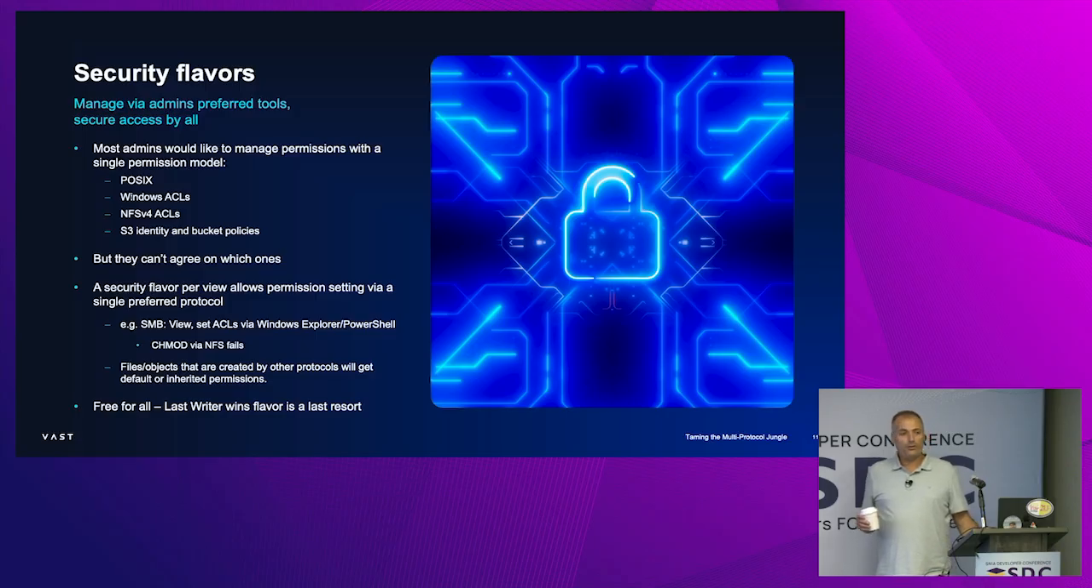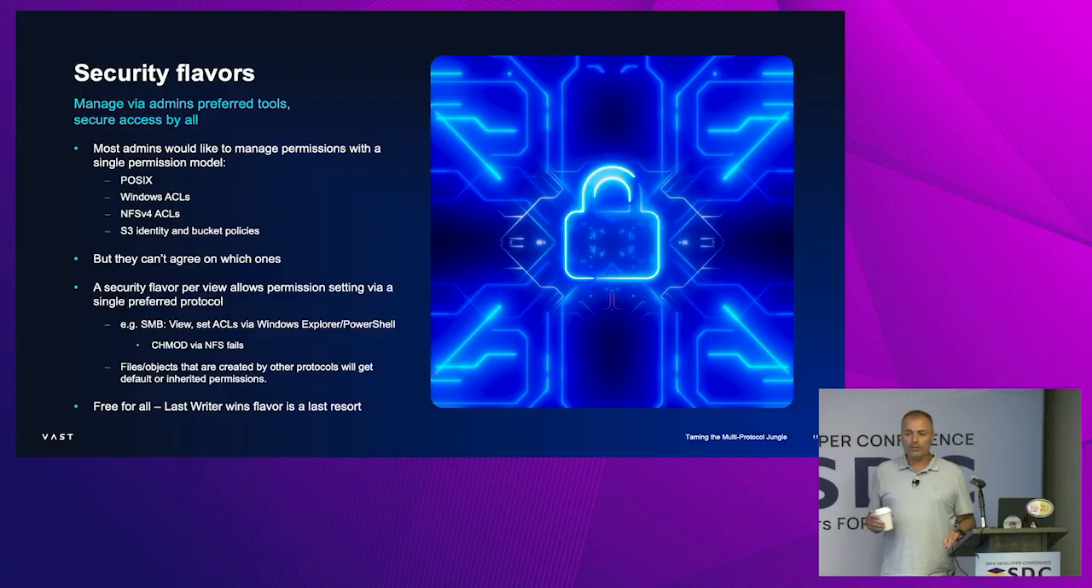Or if you prefer SMB Windows ACLs, then you can use the SMB flavor. And then you have inheritance, you have deny ACEs, and if you create a file from a non-SMB protocol, let's say NFS, then that file will get the inherited ACL.